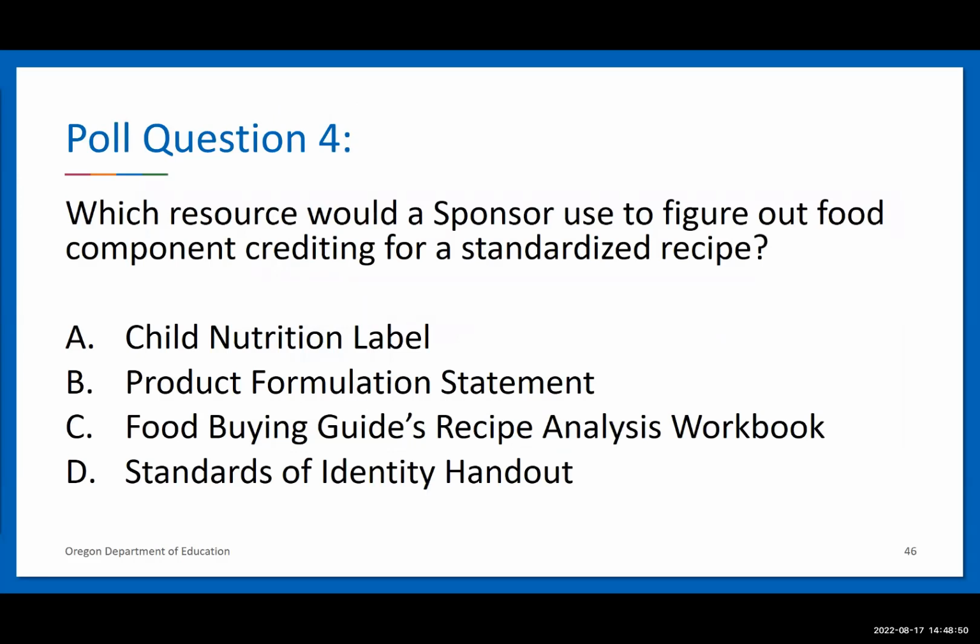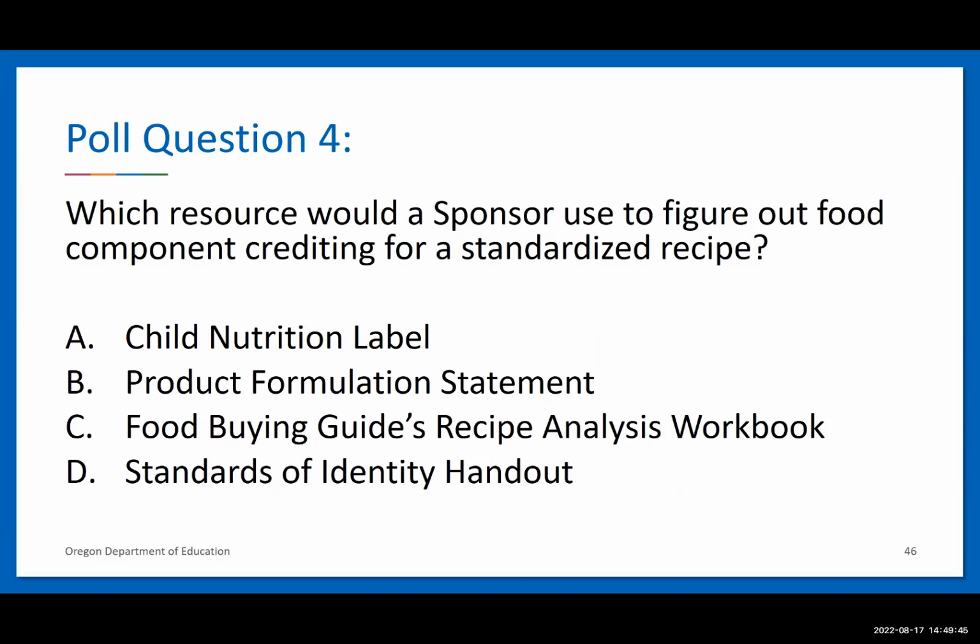Now that we've gone over some of the resources, let's do a quick poll. So which resource would a sponsor use to figure out food component crediting for a standardized recipe? Is it a child nutrition label, a product formulation statement, the food buying guide's recipe analysis workbook, or the standards of identity handout? We'll give you a little more time. Okay, 5, 4, 3, 2, 1.